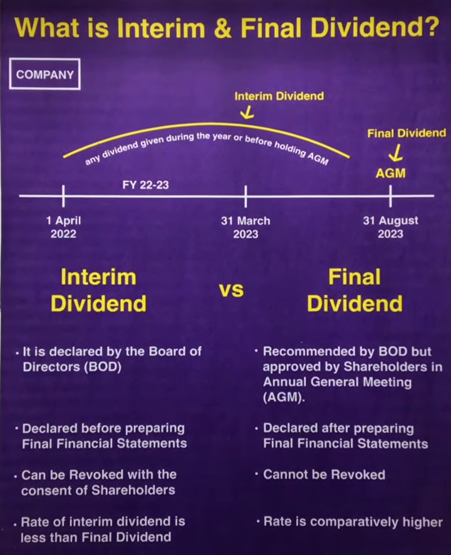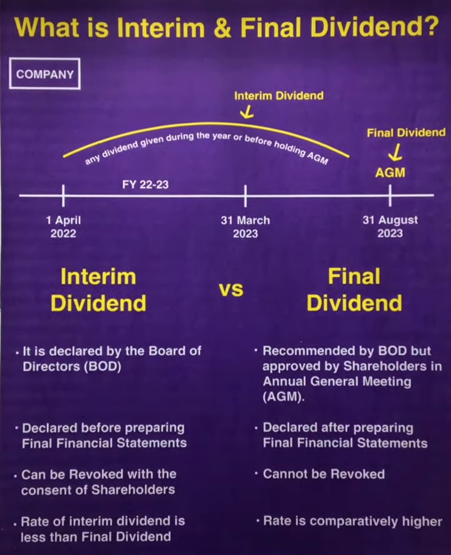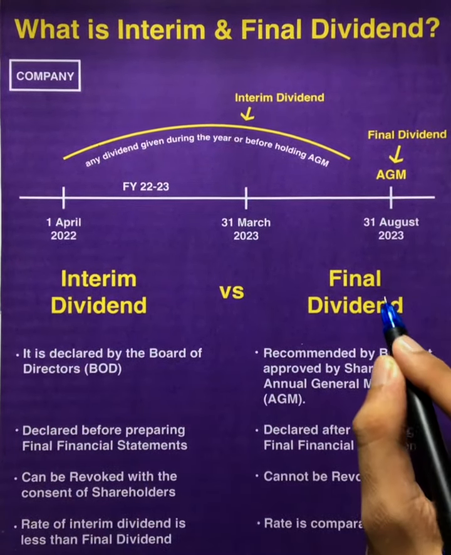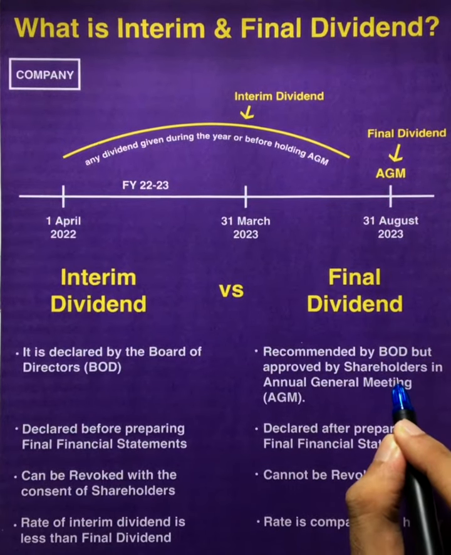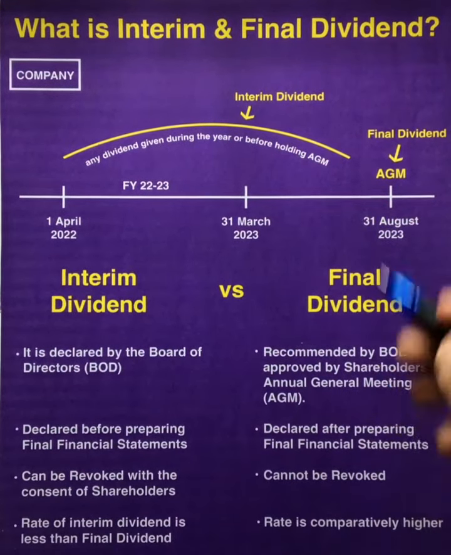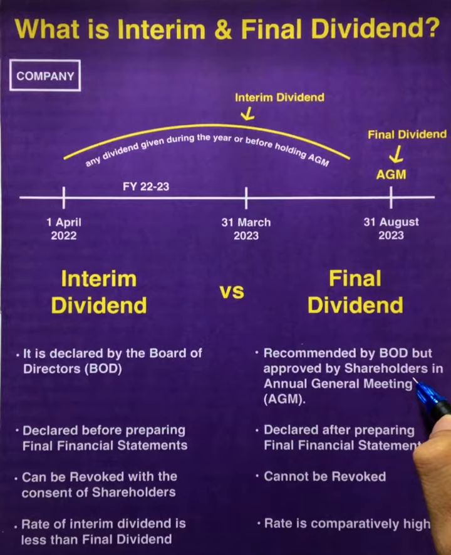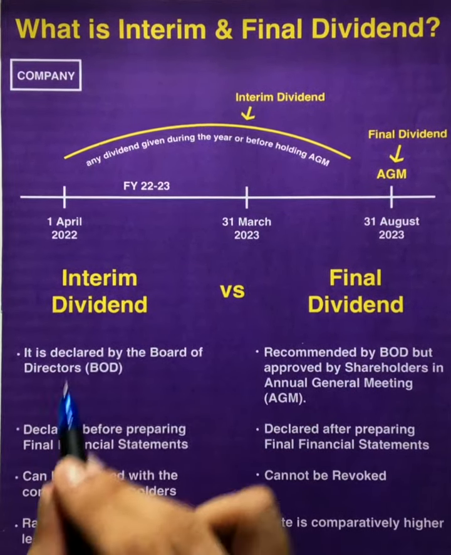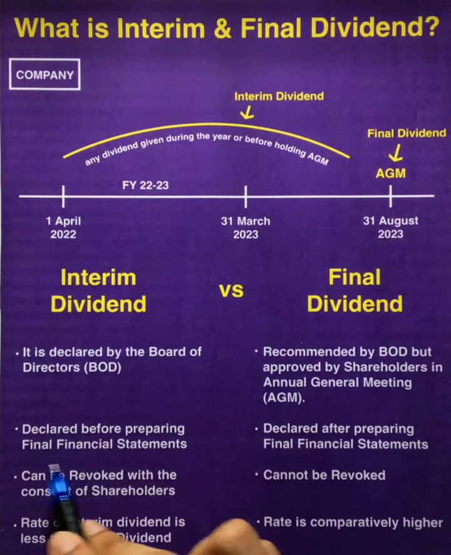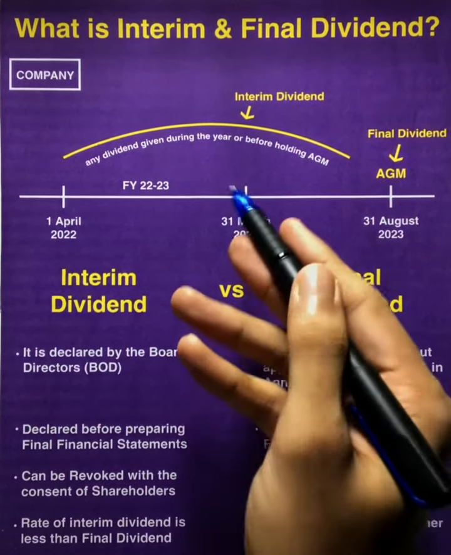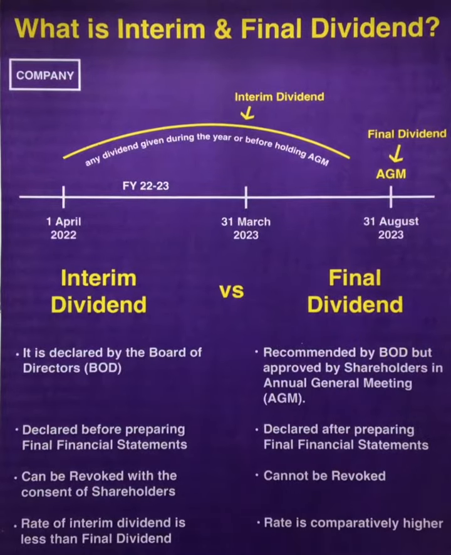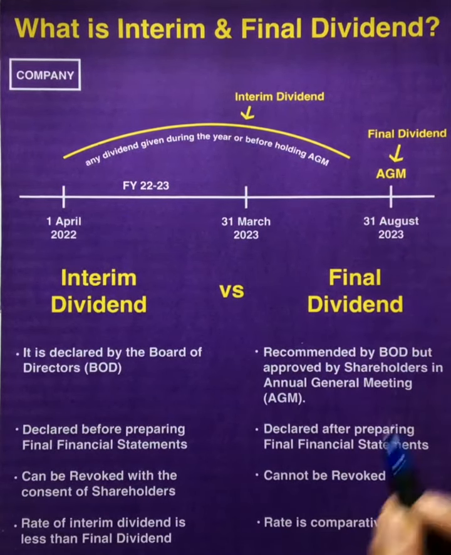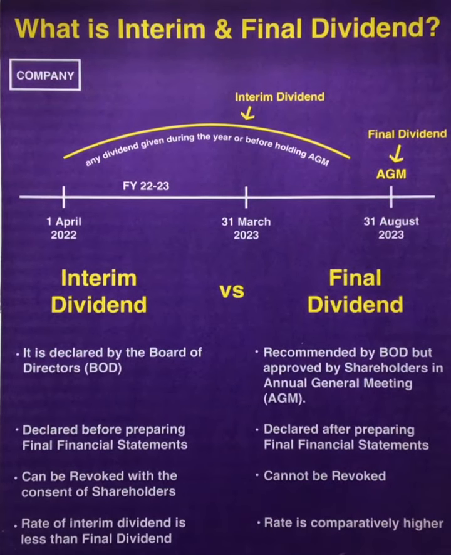Now let's discuss more about the interim dividend and final dividend. See here, interim dividend is declared by the board of directors, whereas the final dividend is declared by the shareholders. It is recommended by the BOD but approved and declared by the shareholders in the AGM of the company. Fine. Then second point, see here, interim dividend is declared before preparing the final financial statements. Yes, usually it is declared before the preparation of financial statements, whereas the final dividend is always declared after preparing final financial statements.